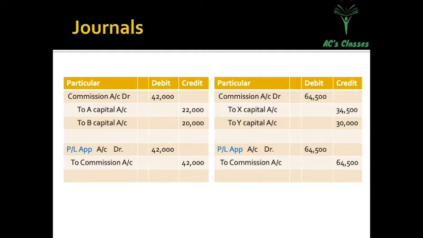Similarly, in the second sum, we had two partners X and Y, and the commission given to X was 34,500 and commission paid to Y was 30,000. So the total commission was 64,500. The journal entry is: Commission account debit 64,500, to X's capital 34,500, to Y's capital 30,000. This entry will be transferred again to the debit side of the profit and loss appropriation account. Therefore the journal entry will be: Profit and loss appropriation account debit 64,500, to commission account 64,500.